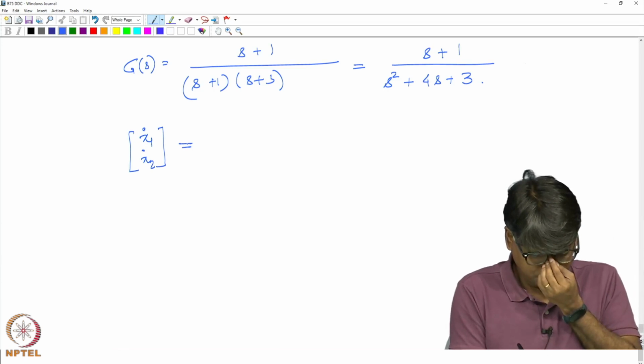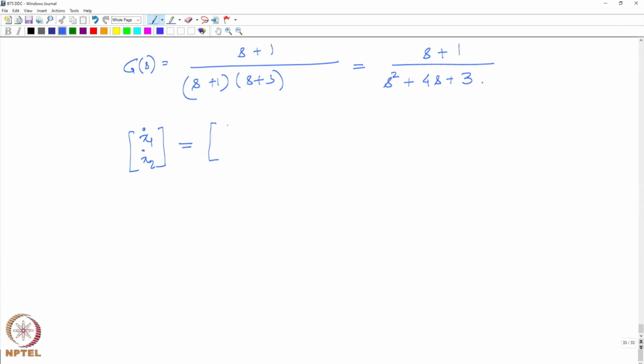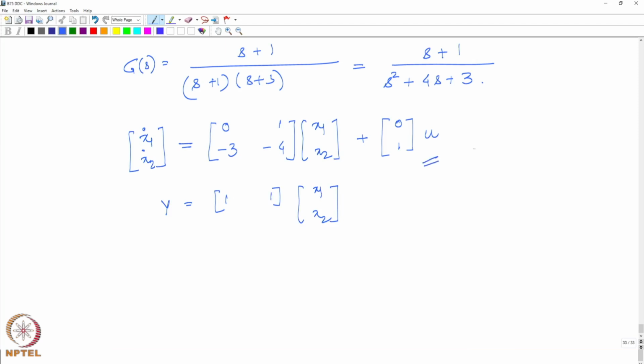It is going to look like [x1 dot, x2 dot] is equal to [0 1; -3 -4] times [x1, x2] plus [0, 1] u, okay, and y of course is equal to [1 1] times [x1, x2]. You can easily check that this is controllable. This is your A matrix, this is your B matrix, this is your C matrix. The (A, B) pair of course is controllable. Those of you who have done multivariable control state space theory know that this is indeed controllable. You can go ahead and check that.